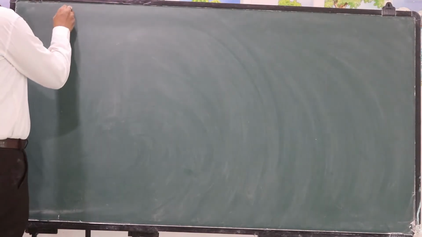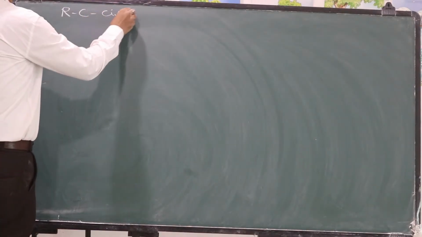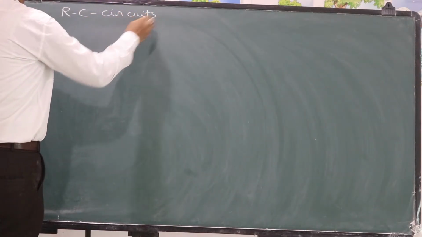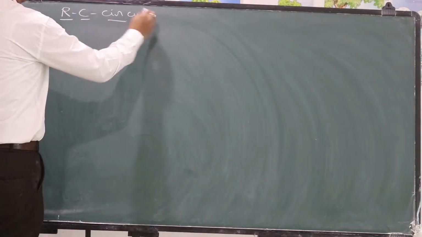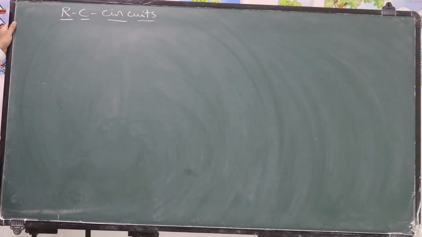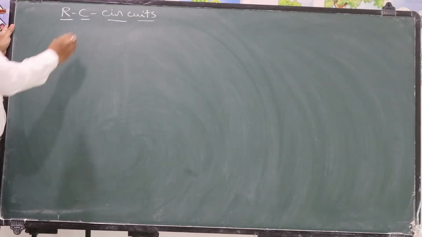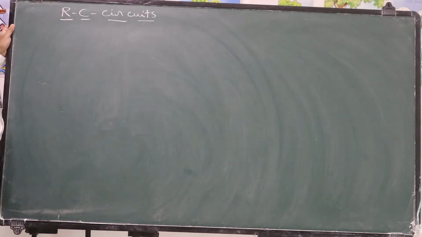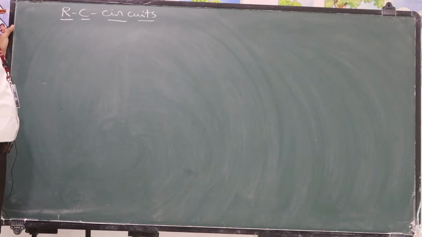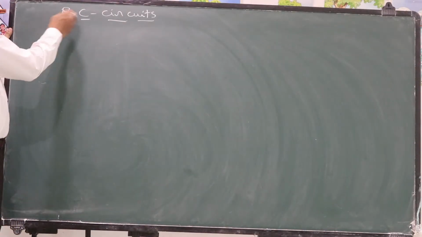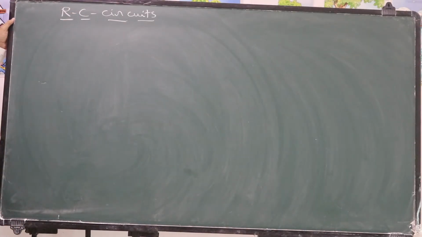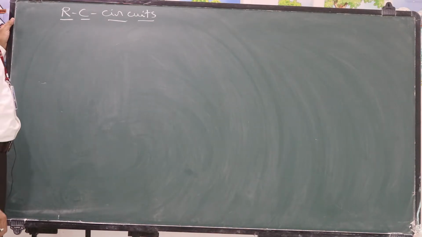Good morning, students. Today, let us discuss the concept of RC circuits. Already, we discussed capacitors and resistors, circuits containing capacitors and circuits containing resistors individually. But today, we are interested to study the circuit containing both capacitors as well as resistors.